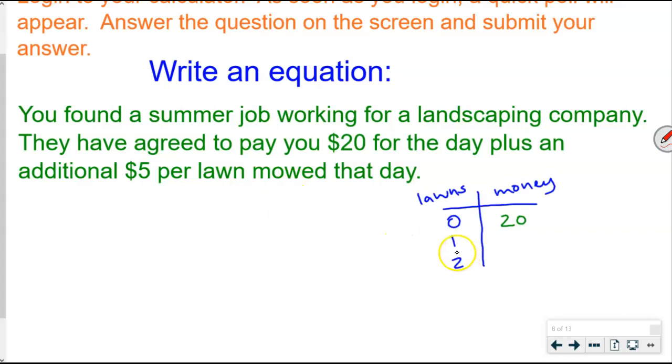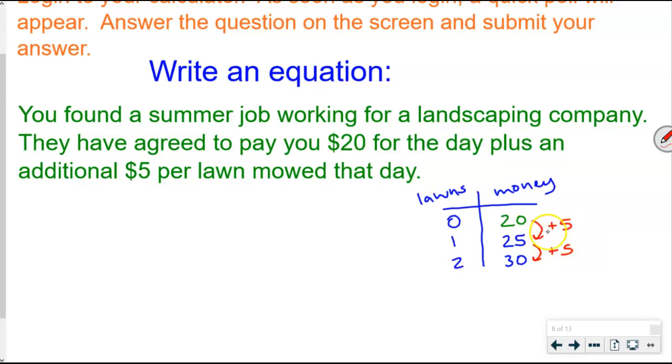But if you actually do some work, then you get paid even more. So what if you mow 1 lawn? How much are you going to get paid? $25. What if you mow 2 lawns? How much are you going to get paid? $30. What is changing and how much is it changing? Is this changing by 20 each time? No, it's changing by 5 each time. So that is enough that we should be able to write our equation. We know where we're starting. We know how much money we're going to make no matter what. We also know what the rate of change is, or what our slope is.